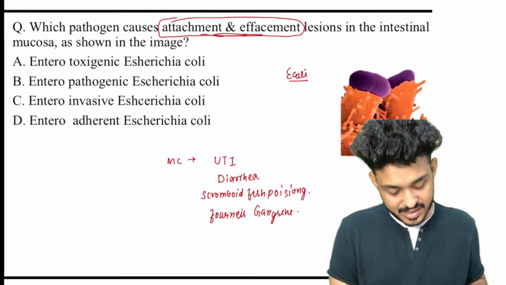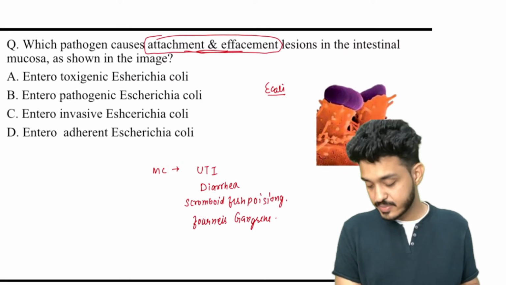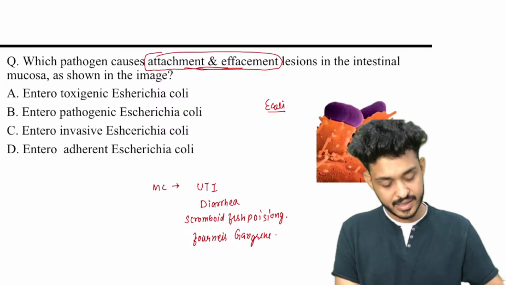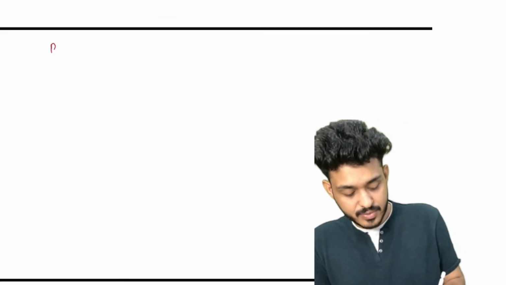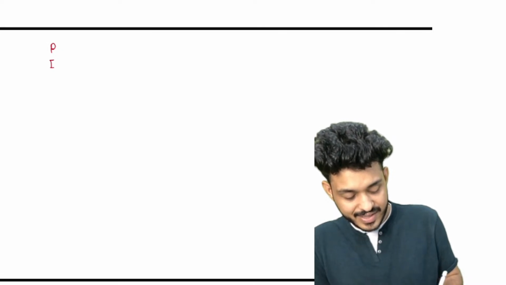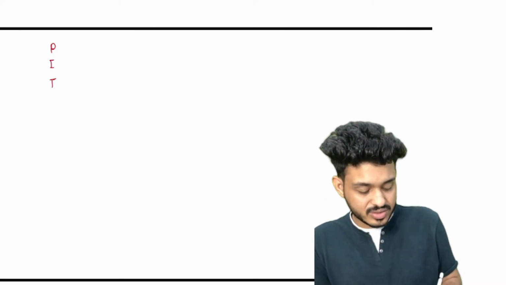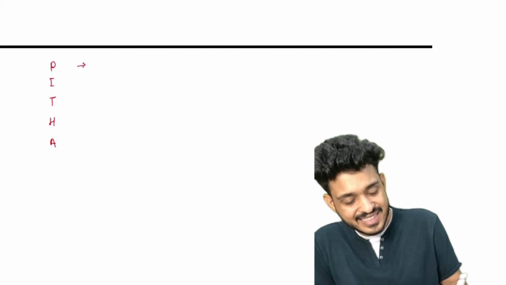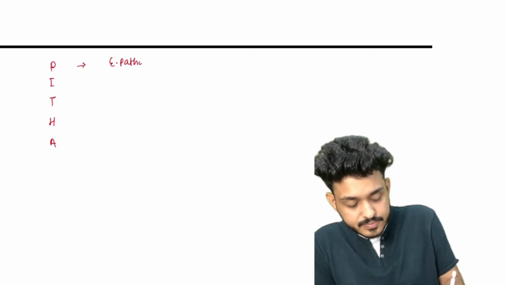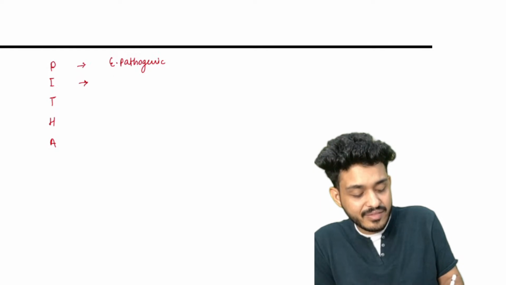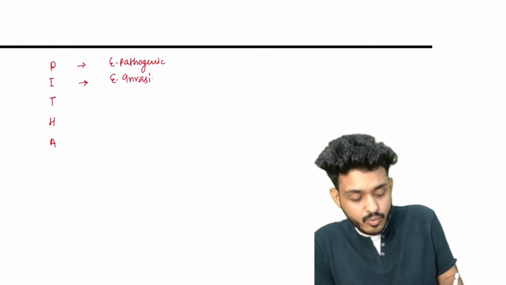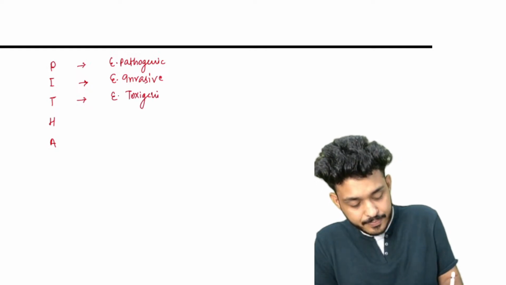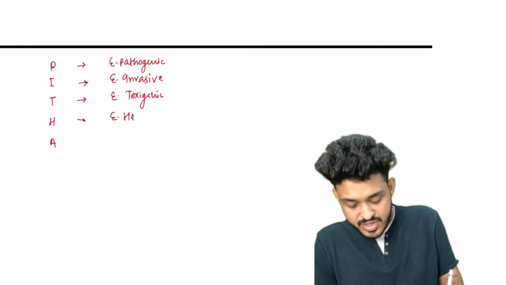Okay, so try to answer this one. Attachment and effacement type of lesions are seen with which type of E. coli? A and E lesion. Very important question, guys. Just remember, we have five types: enteropathogenic, enteroinvasive, enterotoxigenic, enterohemorrhagic, and enteroaggregative. So we have EPEC, that is enteropathogenic E. coli. We have enteroinvasive E. coli. We also have enterotoxigenic E. coli. We have enterohemorrhagic.